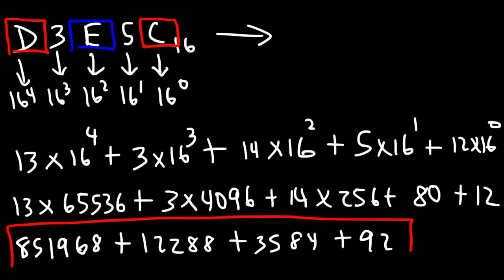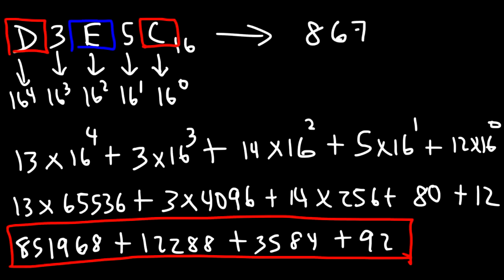So let's add these numbers. So the total sum that you should now have is 867,932. And so this is the final answer for this example.